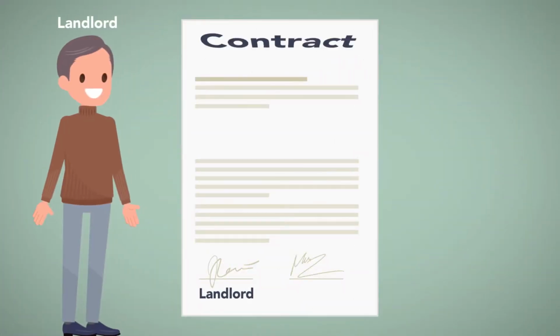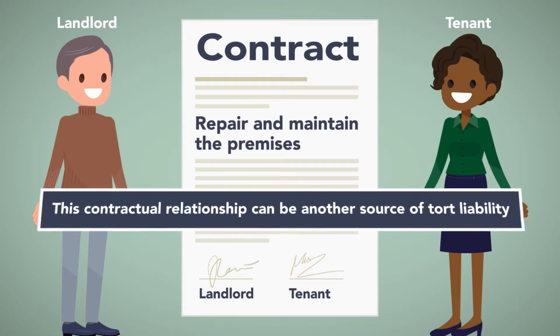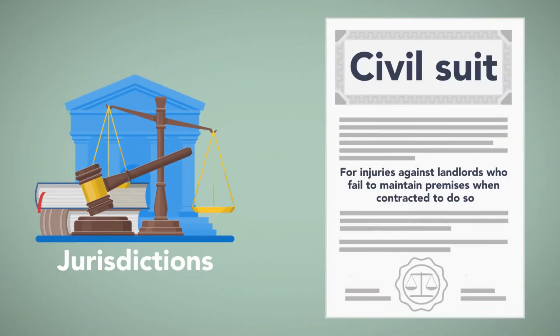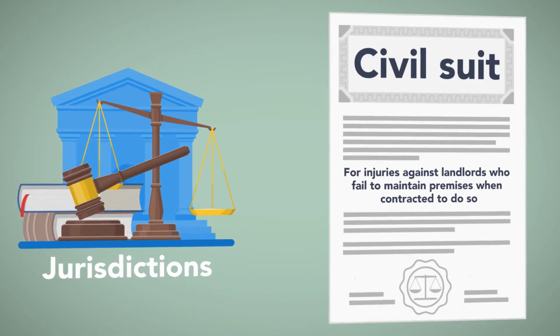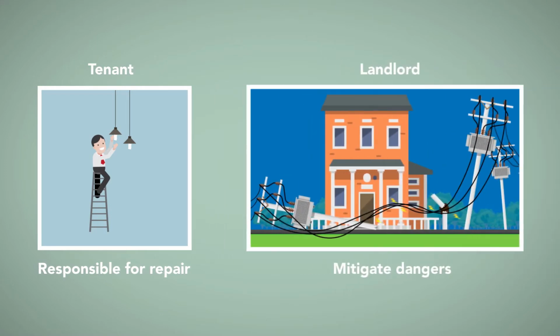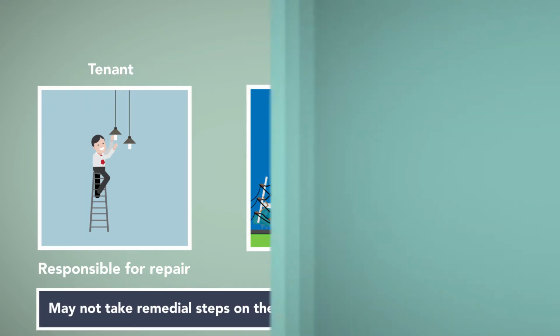Note that if the landlord contracts with the tenant to generally repair and maintain the premises, this contractual relationship can be another source of tort liability. Most jurisdictions have allowed civil suits for injuries against landlords who fail to maintain premises when contracted to do so, on the rationale that since the tenants have contracted with the landlord to be responsible for repair, the tenants rely on the landlord to mitigate dangers and may not take remedial steps on their own.